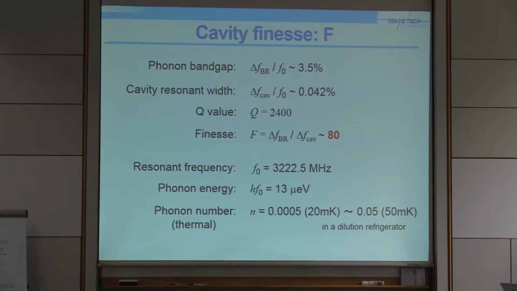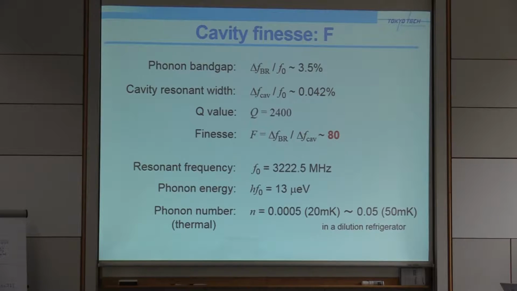So this is a quick summary of our cavity characteristic. The phonon bandgap, cavity resonance or Q value, something like this. The important parameter for the cavity is finesse, which is 80. That means the surface acoustic wave goes back and forth 80 times before escaping or dissipating somewhere. So the resonance frequency is around 3 gigahertz, with a corresponding phonon energy. And if you cool in a dilution refrigerator, the thermal excitation of the phonon can be much smaller than 1.